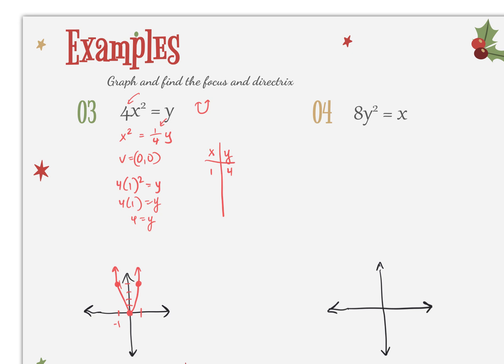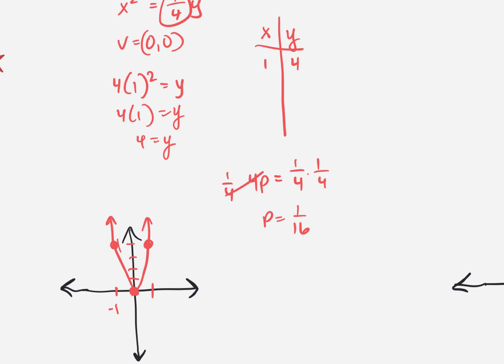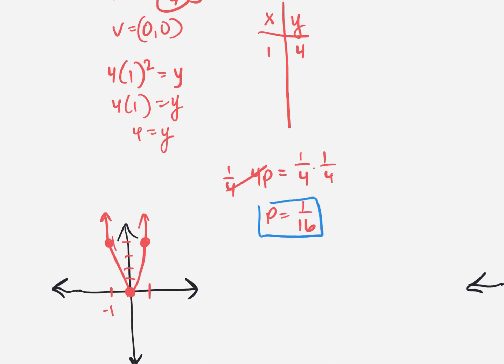And again, I'm going to need my p-value for that. So I know that in this original problem, 4p equals that quarter. So I have to times by 1/4, times by 1/4, and I see that p is going to equal 1/16. So I know that my directrix and my focus are going to be 1/16 units away from my center.